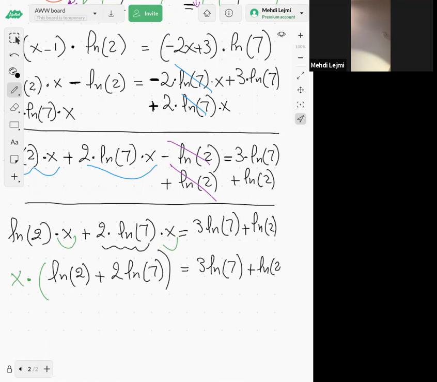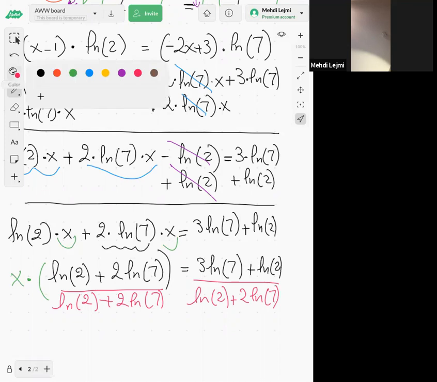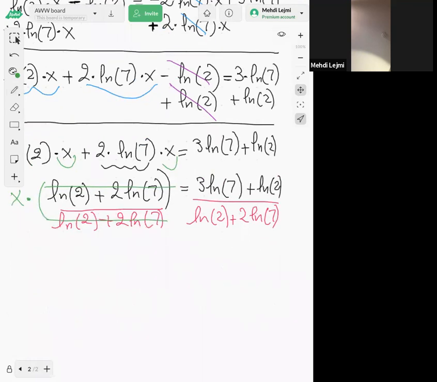And now, because I factored out x, I can divide by this whole thing here, natural log of 2 plus 2 natural log of 7. The same on the right side, it's natural log of 2 plus 2 natural log of 7, right? That's because now this natural log of 2 plus 2 natural log of 7 cancels out, so it's just x on the left side. So I am left with just x on the left side.